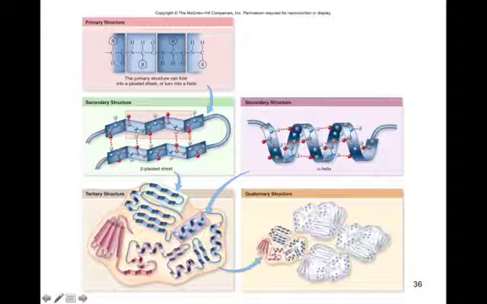So here's a review of each of the layers of protein structure. In your assignment for this chapter, you'll be asked to diagram the 4 levels of structure of a protein. Here's a great place to use for some inspiration for that diagram.